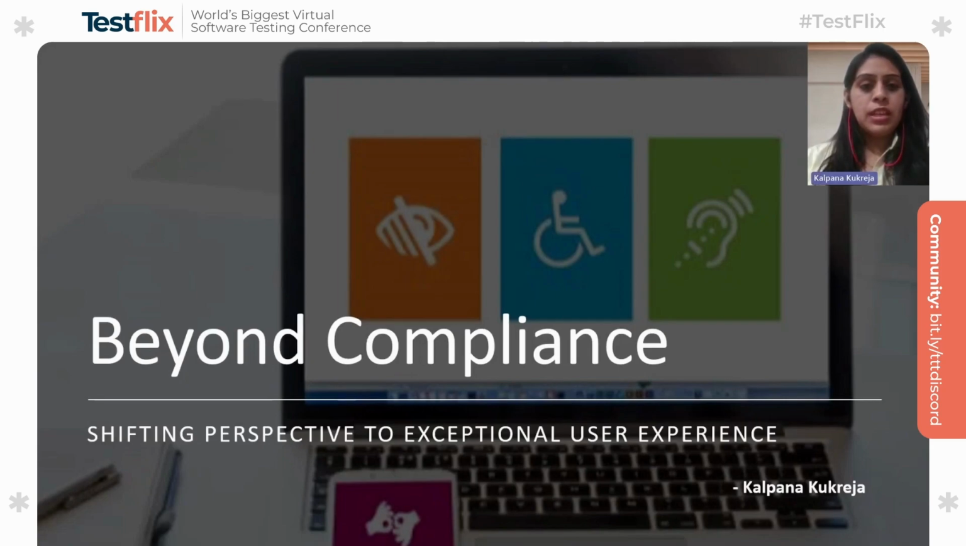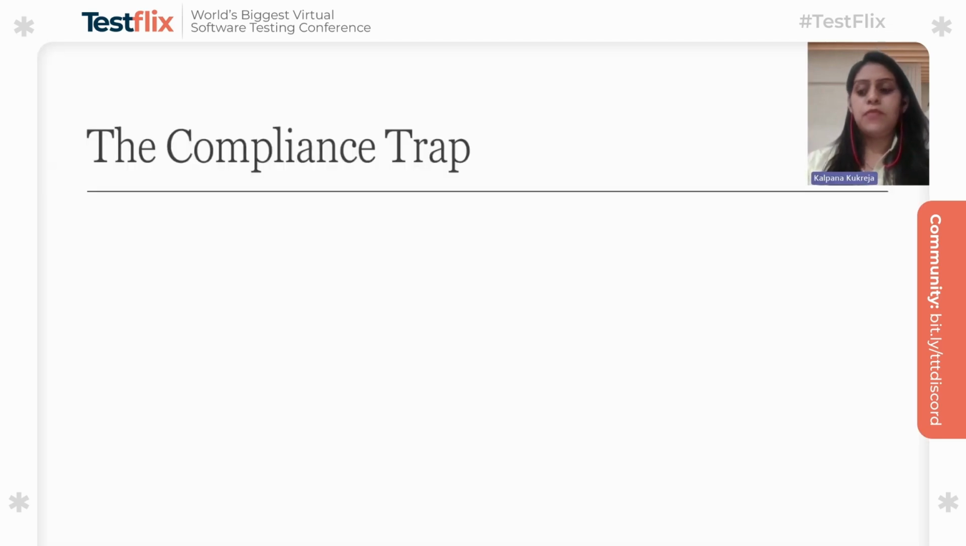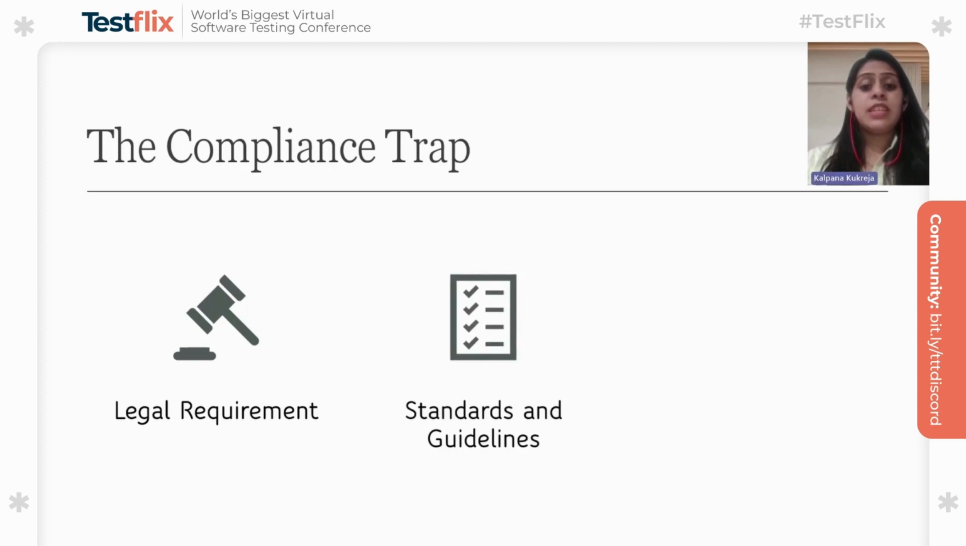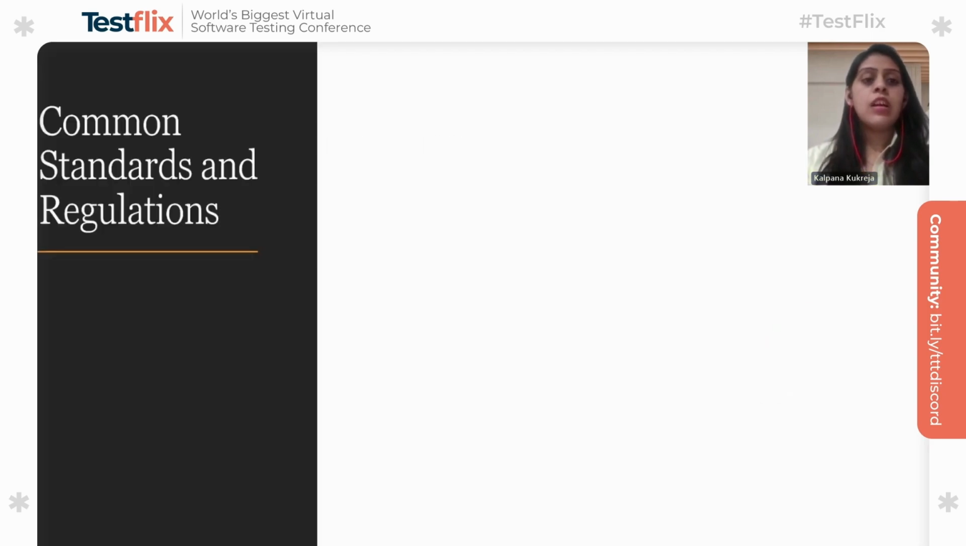When we talk about compliance, do you know that compliance has become nothing but a trap for most of us, right? Because it comes with legal requirements. For many countries, accessibility is a legal requirement when you have to work on public websites. Then there are certain sets of standards and guidelines, so the entire world revolves around those guidelines. And then the scope of compliance: it offers us very limited scope while we try to meet the compliance.